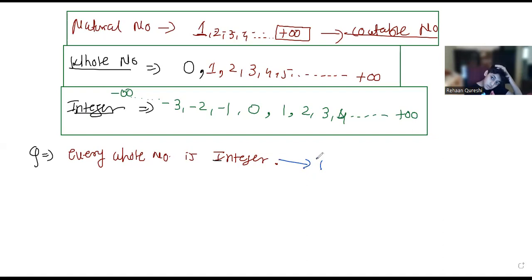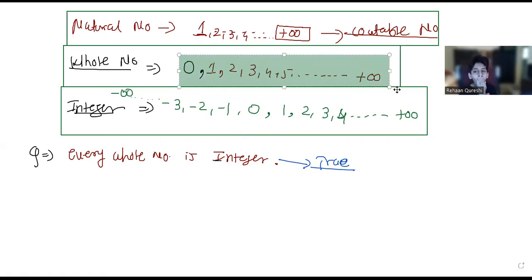ये ट्रू स्टेटमेंट है. कैसे ट्रू है मुझे बताओ. ट्रू इसलिए, whole numbers are 0 to positive. हाँ, तो उसने क्या बोला? उसने बोला कि एवरी होल नंबर, सो ऑल होल नंबर्स इंक्लूड इन इंटीजर्स. So this sentence is correct because whole numbers start from 0 to positive infinity, and this part is also included in integers. इंटीजर में भी तो है ना वो पार्ट पूरा का पूरा. तो हम बोल सकते हैं कि हर एक होल नंबर को हम इंटीजर बोल सकते हैं. कोई प्रॉब्लम है क्या इसमें?